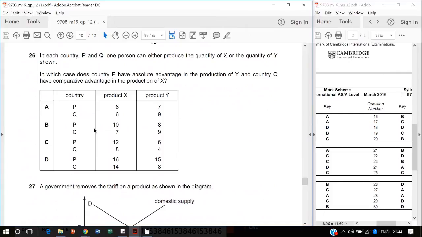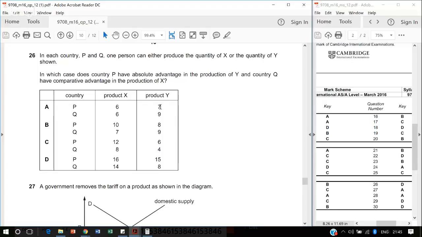In each country, P and Q, one person can either produce the quantity of X or the quantity of Y. So this is how much they can produce, either 6 or 7, and country Q can either produce 6 or 9. So we want absolute advantage in the production of Y for country P.